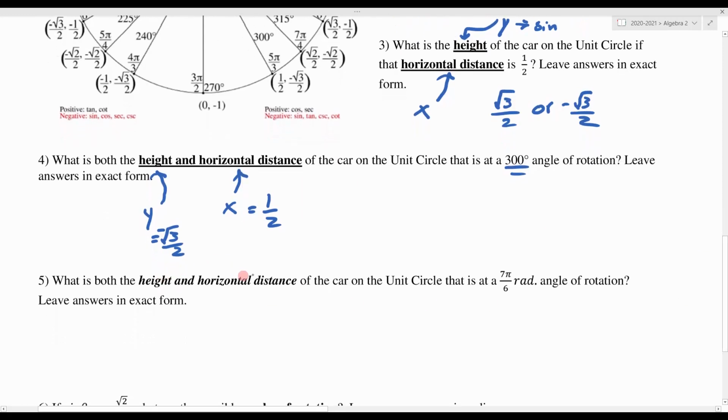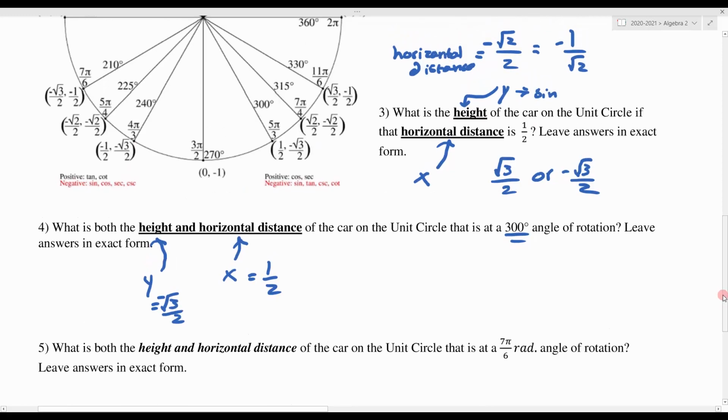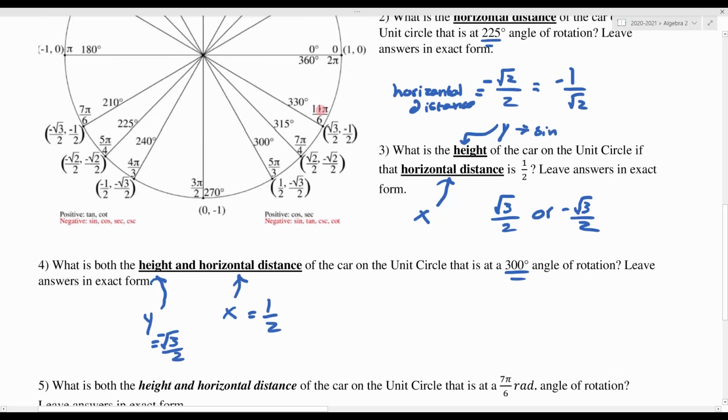It says, what is both the height and the horizontal distance of the car on the unit circle that is at a 7π/6 radian angle of rotation? So 7π/6, it's describing an angle of rotation. It's just not in degrees, right? It's in that radian form. So instead of looking at the degrees on our unit circle here, we're looking at the radian measures, which are right here. Your unit circle from yesterday has them right next to the degrees. And we're going to go to 7π/6. So here's 7π/6, same thing as 210 degrees.